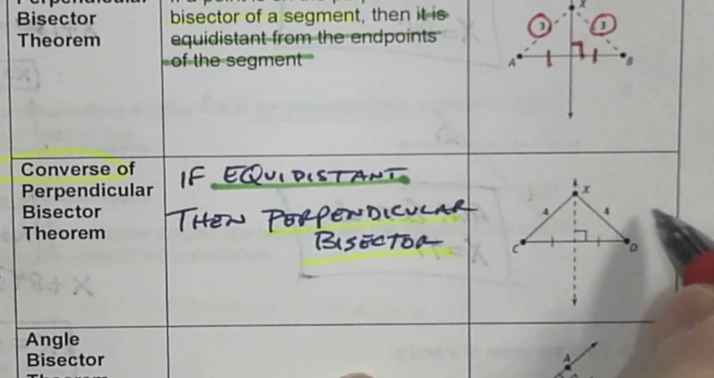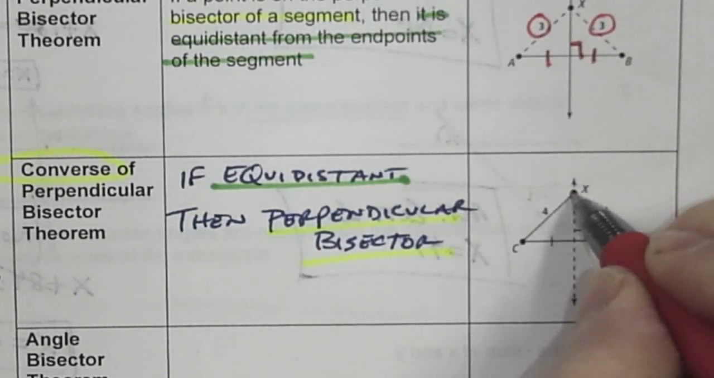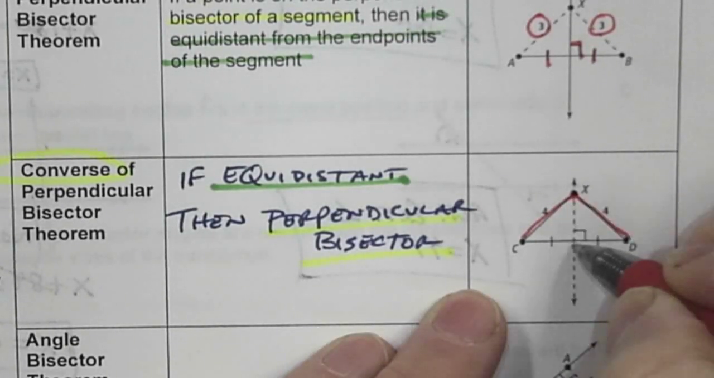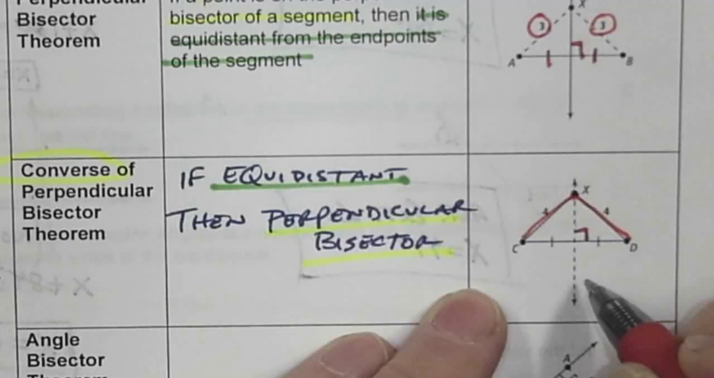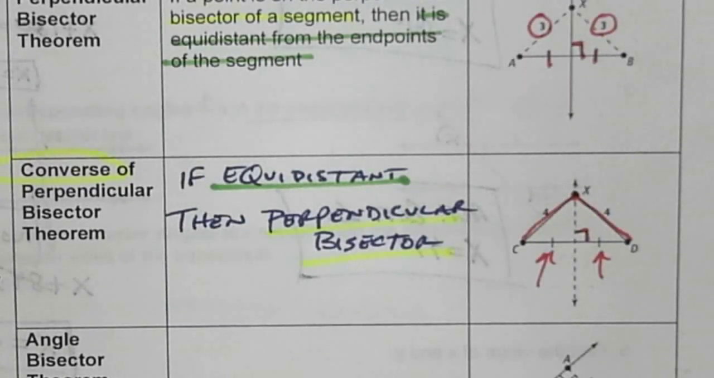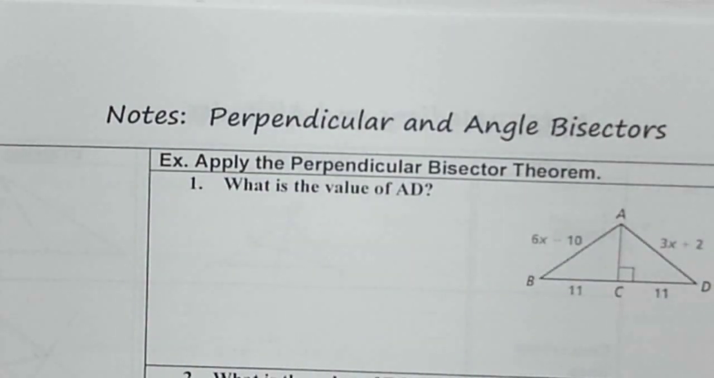It just means this. If you have a triangle, and these sides are the same, then the line going down perpendicular will split that other segment in half. Or if the line going down splits the other segment in half, then it's going to be perpendicular. The whole goal of this is finding out what equals what. Flip the page real quick.